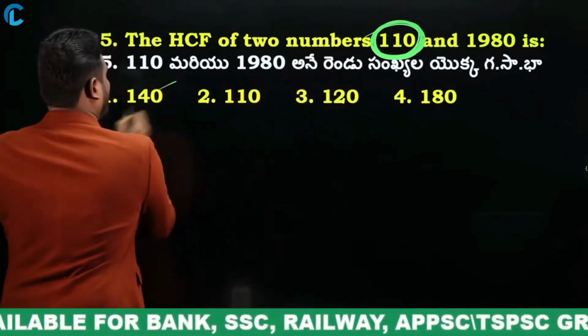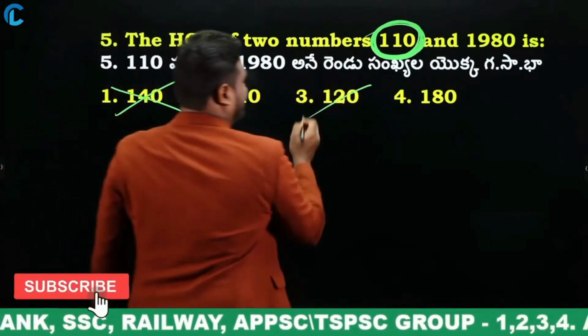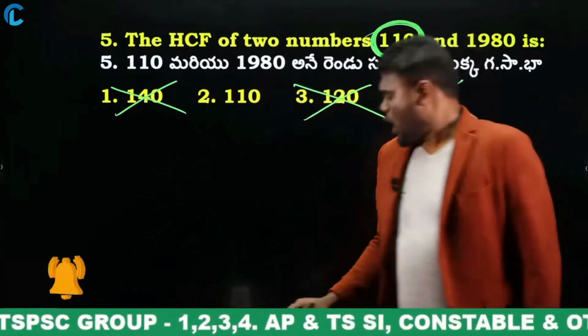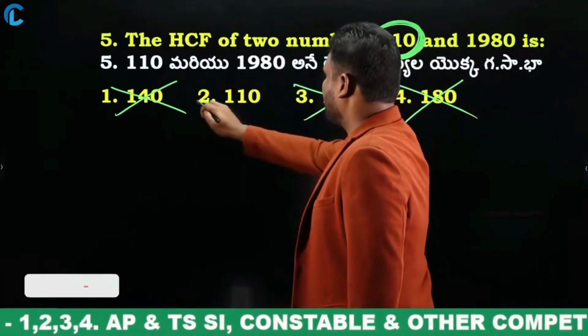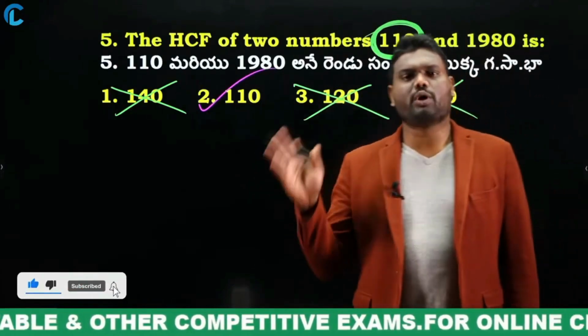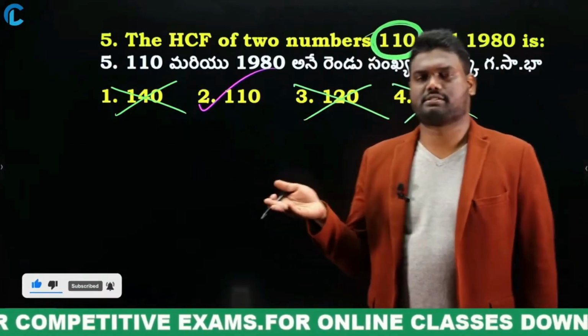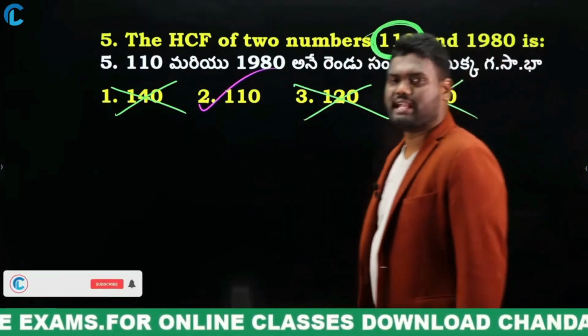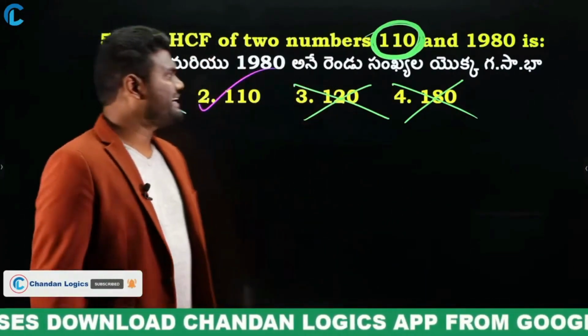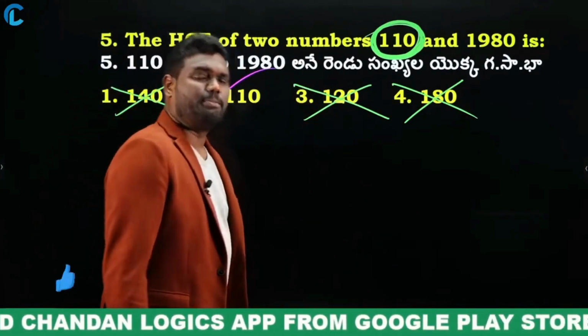Now if you observe here, 140 is greater than 110, 120 is greater than 110, 180 is greater than 110. So simply all of them will be eliminated. Why? Factors are always less than or equal to the number. It can't be more than that. So that is the reason all are eliminated. So I can say 110 is going to be my answer. Is that clear? Simple straightforward point.